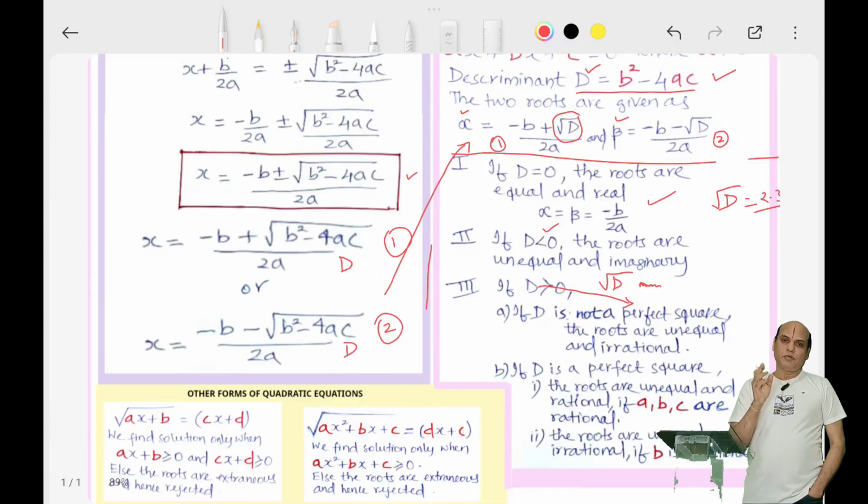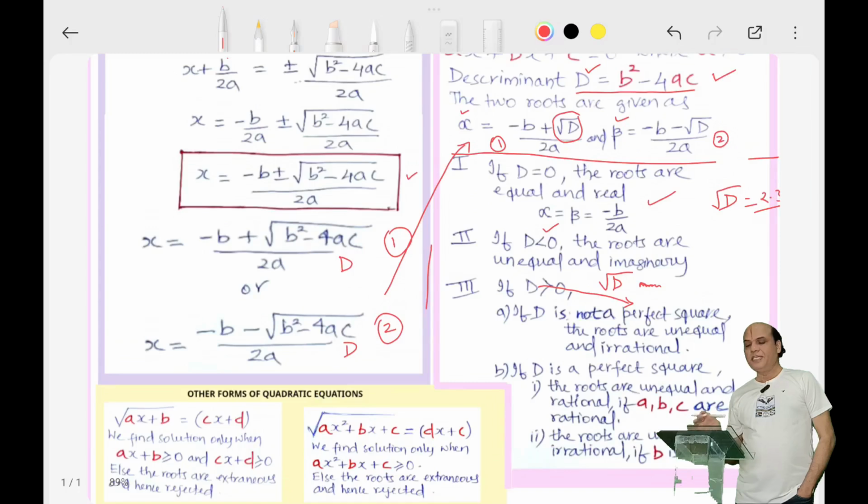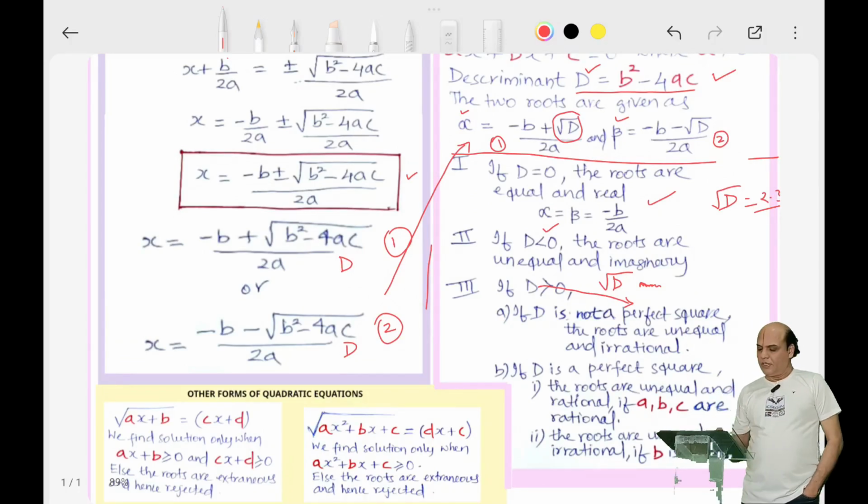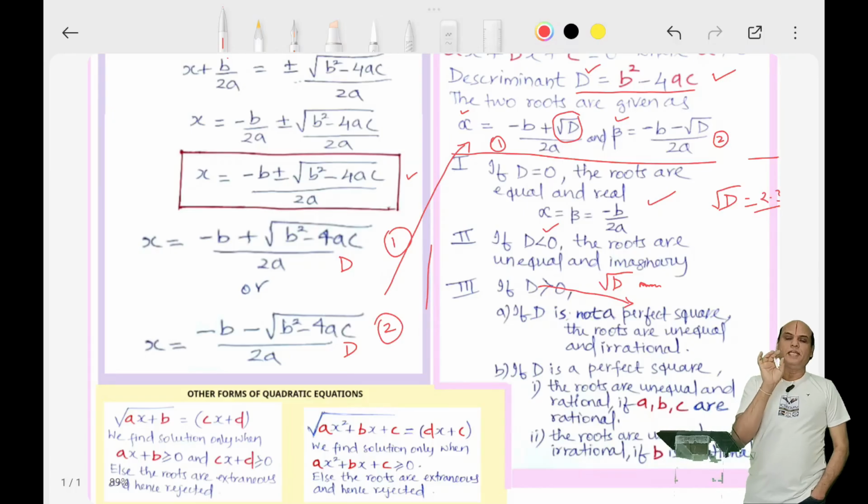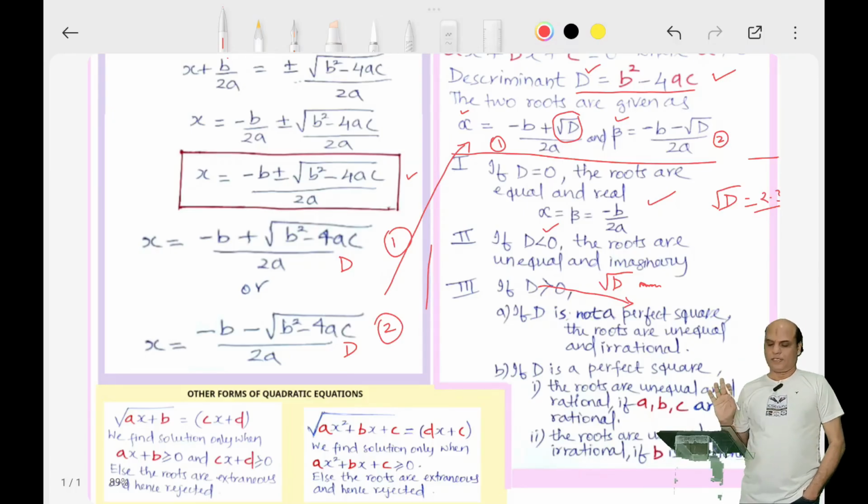When D is positive, the roots are unequal. When D is not a perfect square, the roots are irrational. So what if D is a perfect square? When D is a perfect square, that is, D is above 0, a positive quantity, then the roots are anyway unequal. If coefficients A, B and C are rational, then the roots are rational. If the coefficient B is irrational, then the roots are irrational.